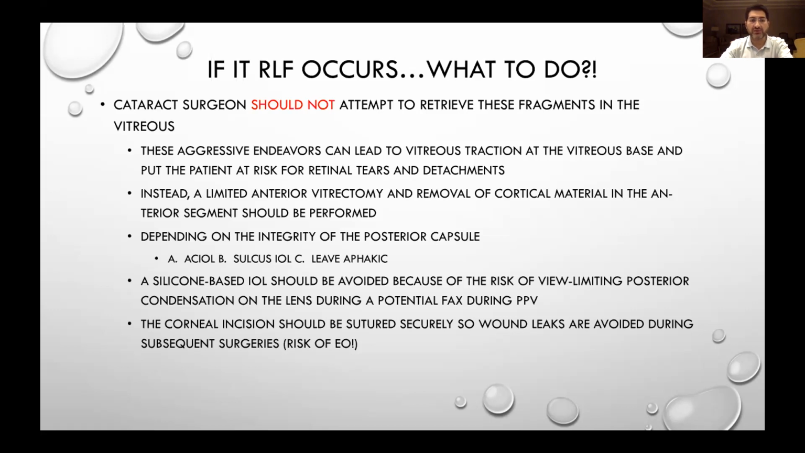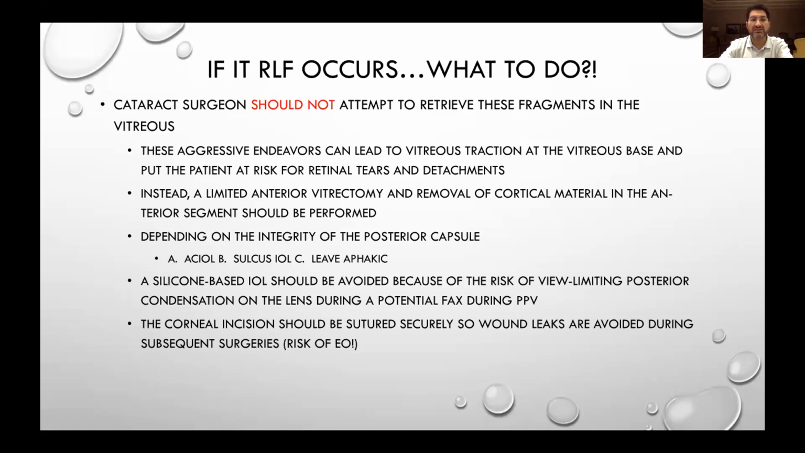And again, a limited anterior vitrectomy should be done, and removal of the cortical material in the anterior segment should also be performed. Make sure to sweep the anterior chamber for any remnant of the vitreous, or vitreous wicks, as we may say, that may go to the anterior chamber and to the paracentesis incisions. Therefore, it's really important to use anterior chamber Kenalog or triamcinolone to delineate the vitreous strands. Again, this is a very important point.